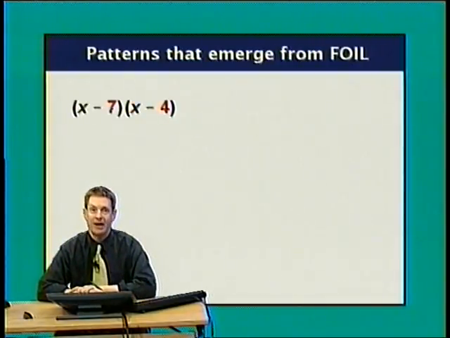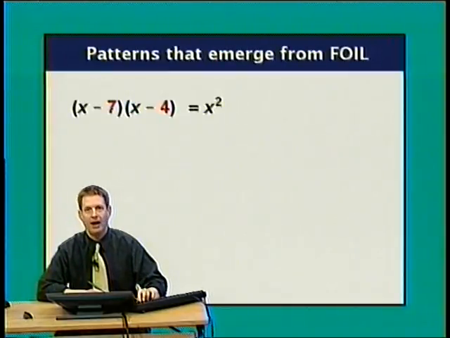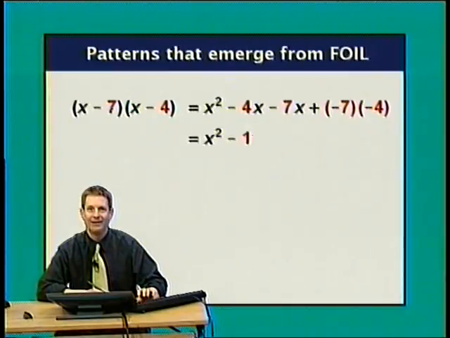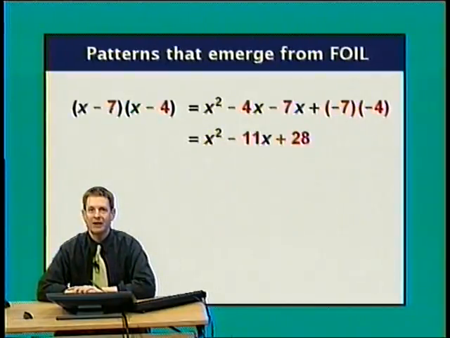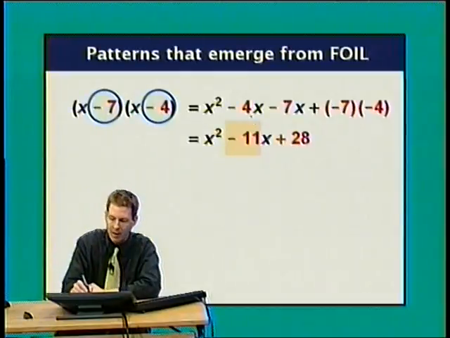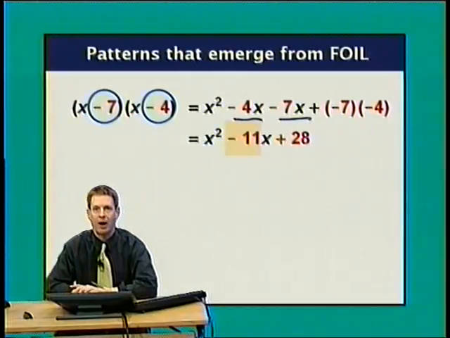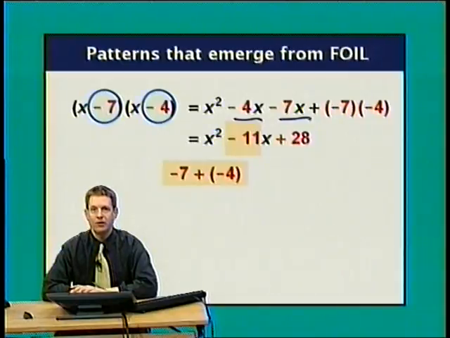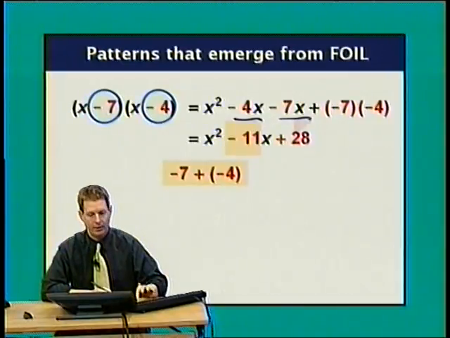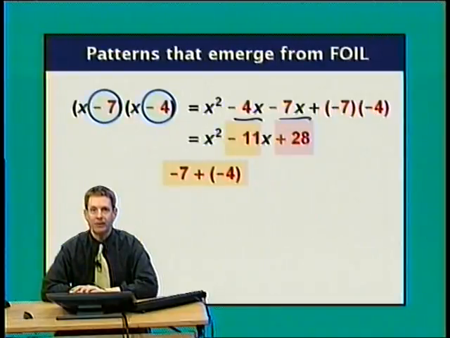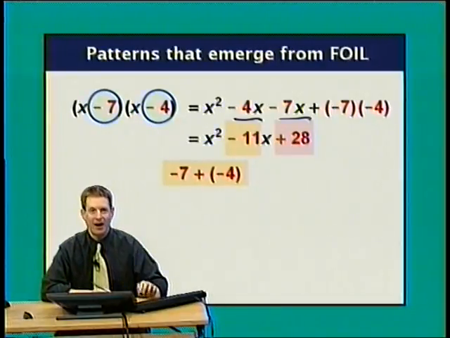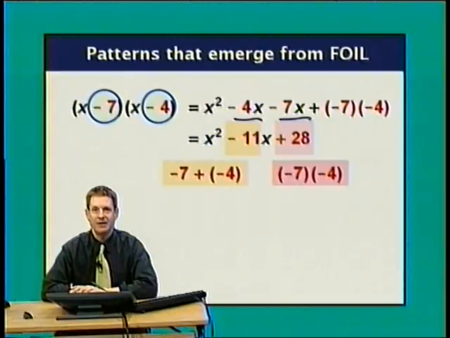Let's make it x minus 7 times x minus 4. FOIL. There's my simplification. Where did the coefficient on x come from? It came from the sum of the two constant terms in the binomial factors. Again, the two constant terms in the binomial factors ended up being the coefficients on x from my outer product and my inner product. Where did the constant 28 come from in the trinomial? It came from multiplying together the two constant terms in the binomials. Negative 7 times negative 4.